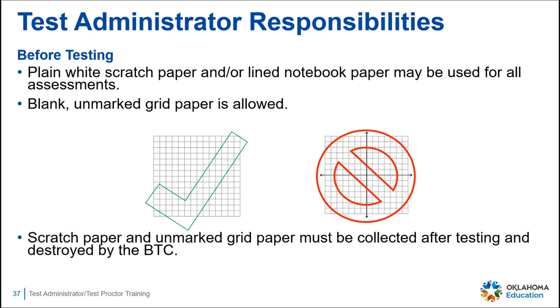Plain white scratch paper and/or lined notebook paper may be used for all assessments. Blank, unmarked grid paper is allowed. Scratch paper and unmarked grid paper must be collected after testing and destroyed by the BTC.